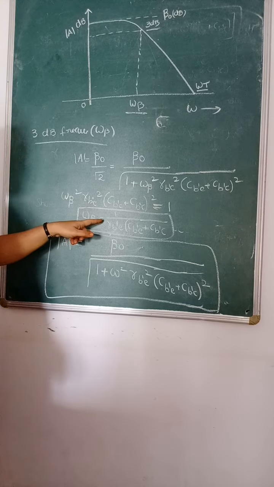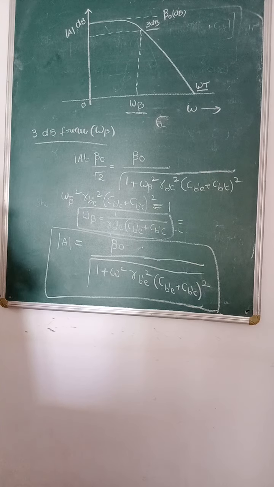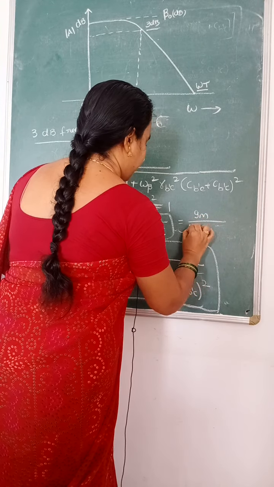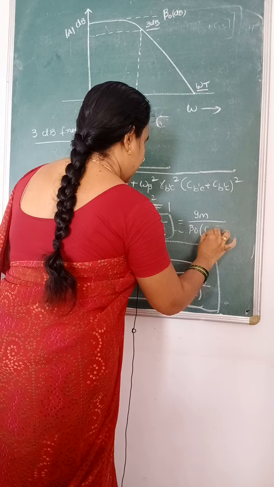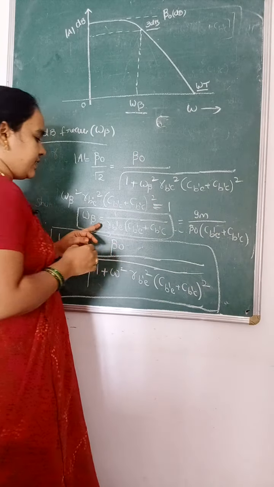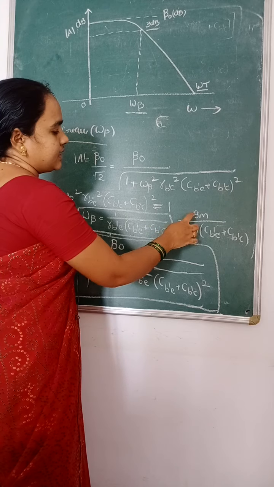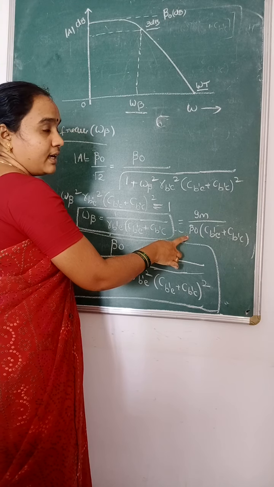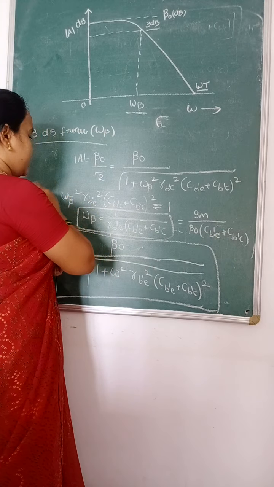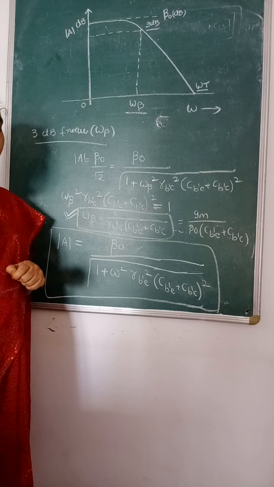So this r_b'e we can also write as r_b'e is beta naught by Gm. So that is Gm by beta naught into (C_b'e plus C_b'c). So we can also write this expression in terms of beta naught as Gm, the transconductance, divided by current gain multiplied by (C_b'e plus C_b'c). So this is the 3 dB frequency observed in short circuit current gain.